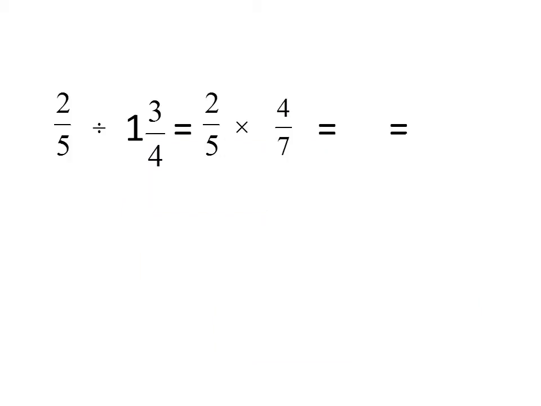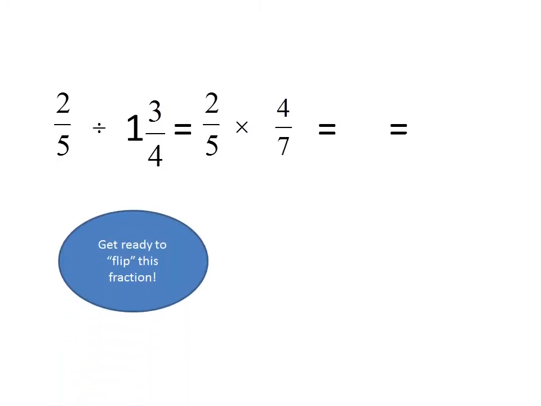Let's try another example. 2/5 divided by 1 3/4. We're going to get ready to flip this fraction. The difference is, before you flip that fraction, you have to turn it into an improper fraction. So it becomes 2/5 divided by 7/4, because 4 times 1 is 4, plus 3 is 7. So when we change it into a multiplication problem, it becomes 2/5 times 4/7.